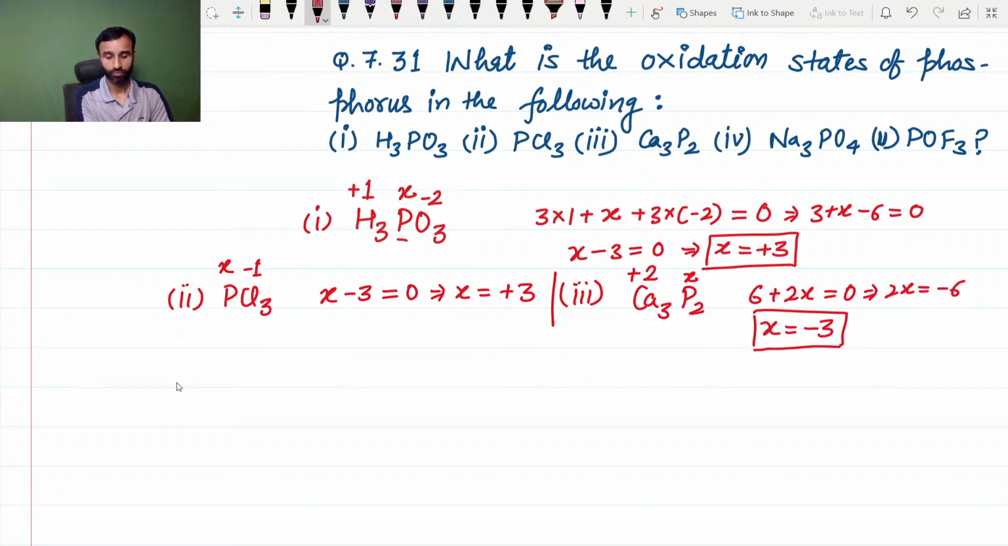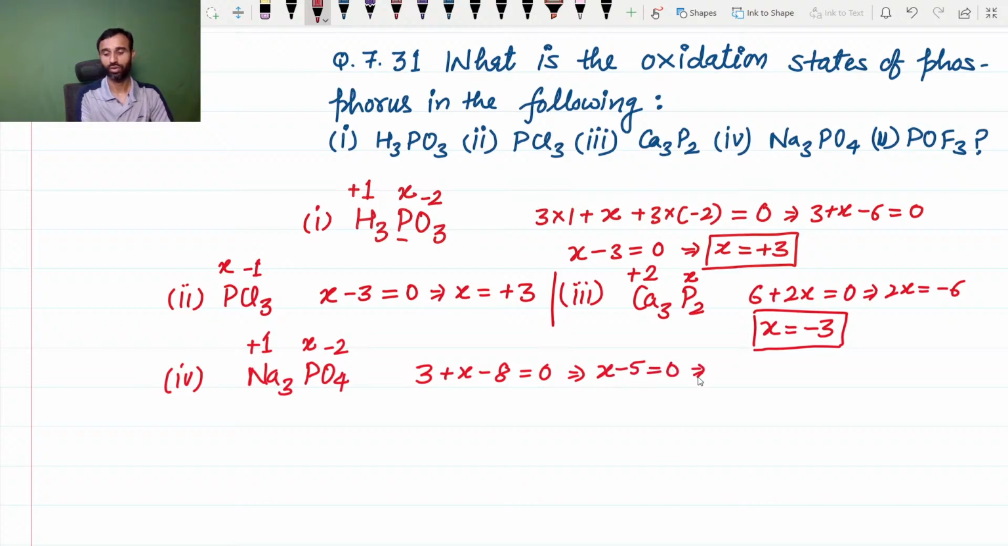Next one, fourth one, that is sodium phosphate. So take phosphorus as x, sodium is +1, oxygen -2. So 3 ones are 3 plus x minus 8 equal to 0. That implies x minus 5 equal to 0, means x is +5. So the oxidation number of phosphorus in sodium phosphate is +5.